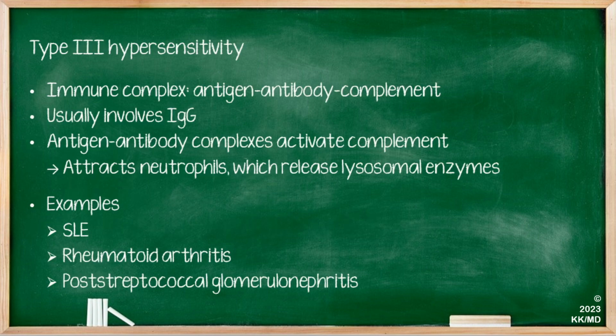So in type 3 hypersensitivity reaction, we have immune complexes, which are basically antigen antibody complement complexes. They usually involve IgG, as previously mentioned. So it's an antigen antibody complex that activates the complement system. As a result of that, it attracts neutrophils, which release lysosomal enzymes. The examples of these include systemic lupus erythematosus, rheumatoid arthritis, and post-streptococcal glomerulonephritis.